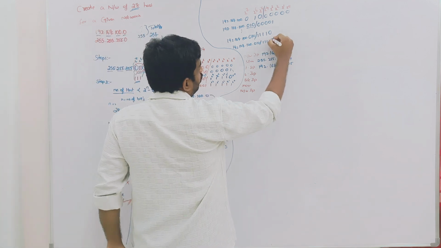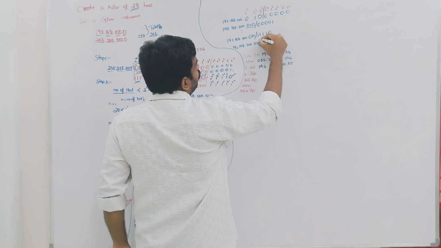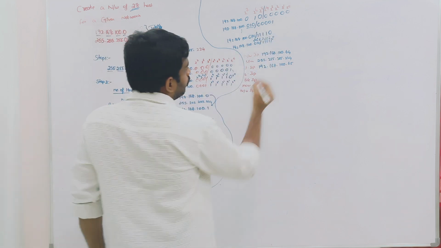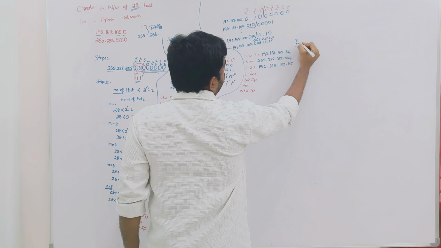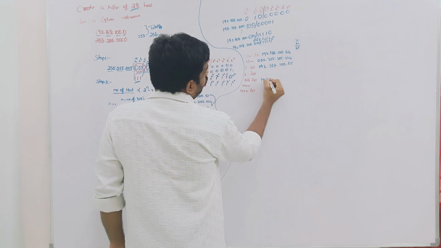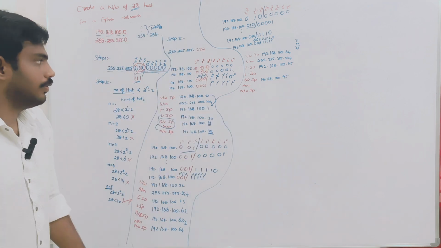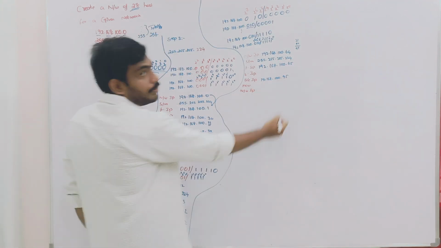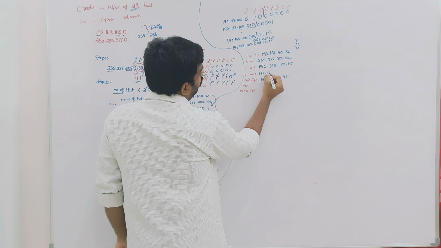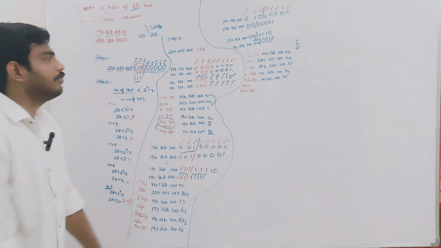So how do we find it? Multiply 2 power 0, 2 power 1, 2 power 2, 2 power 3, 2 power 4, 2 power 5, 2 power 6, 2 power 7. So 31 plus 64, which means 95. Okay, the broadcast IP will be 192.168.100.95. What will be the last IP? Our last IP will be the one before the broadcast IP. 192.168.100.94. 94 will be your last IP.